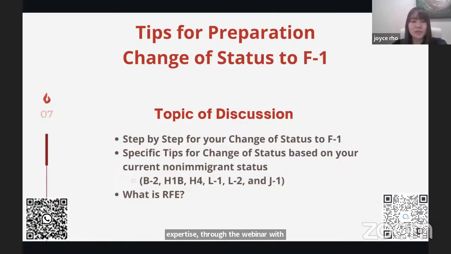Ryan briefly explained the topic of today. I'll talk about the change of status step by step, especially when you change status to F1. Since we have many different types of non-immigrant status, like B2, H1B, H4, L1, I will try to give you some tips for different classifications when you do the change of status. I also want to touch on some information about RFE, especially when you file for change of status. If you see an RFE, what you are going to do, I want to provide that information as well.